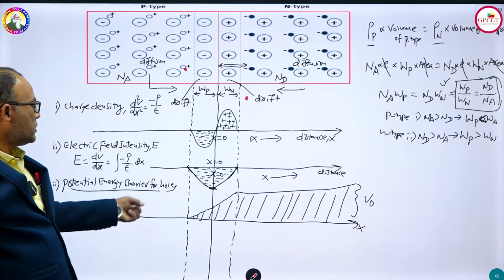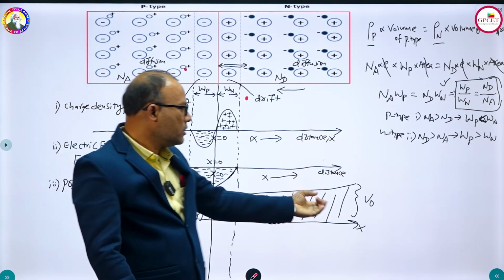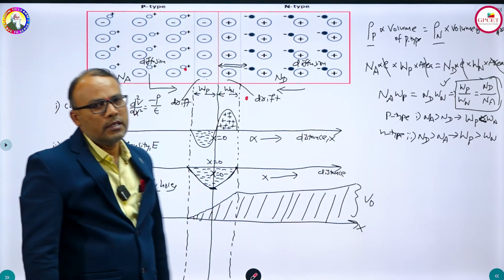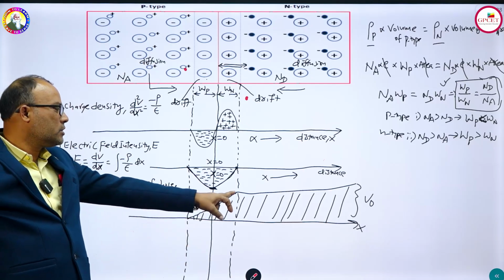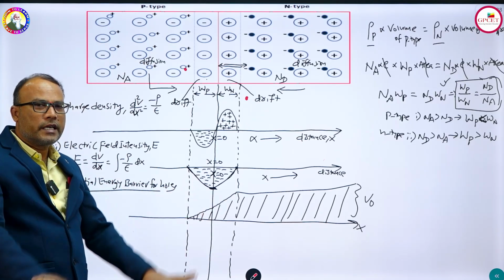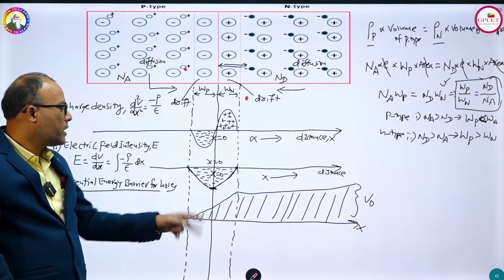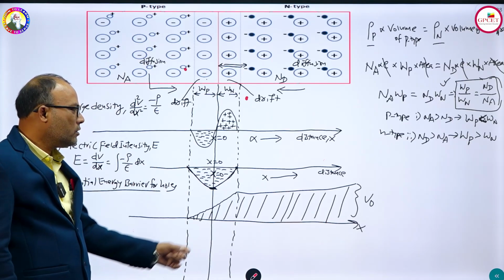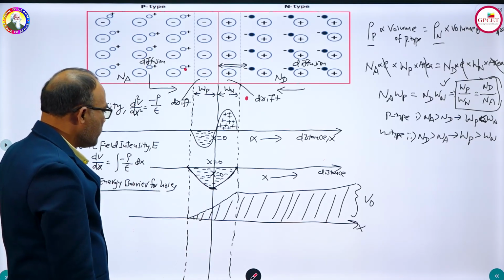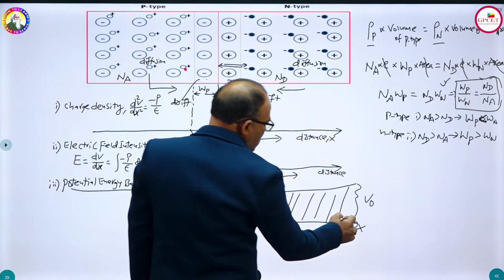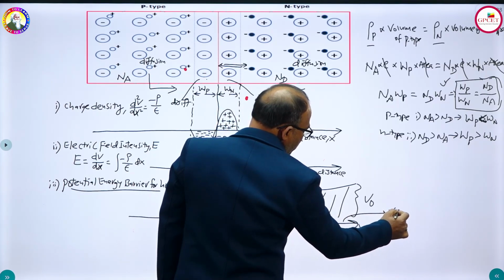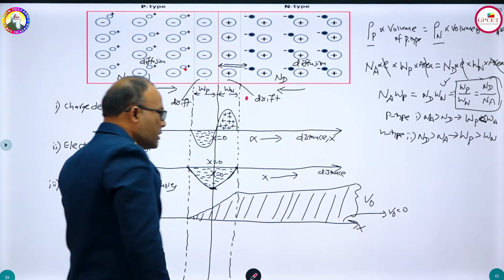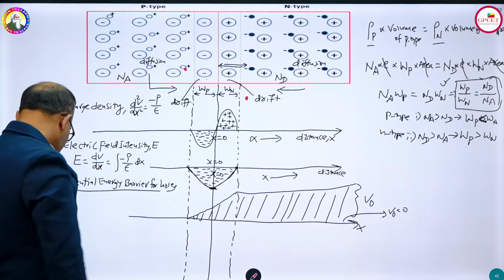That means holes have to acquire this V0 potential to move from p type to n type. If they do not acquire this V0 potential, they will not cross and create current from p type to n type. So that's why this is called the potential energy barrier for holes. This V naught is equal to 0 potential.